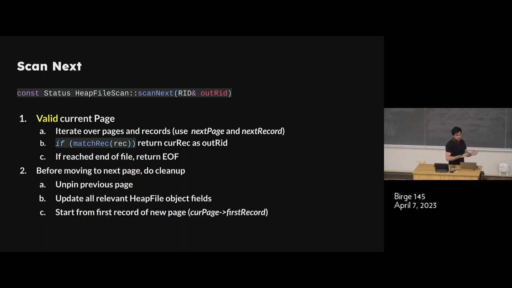So again, in this case, you'll be iterating over records and moving between pages. Every time you move to a next page, you should remember to do cleanup, which means you unpin the previous page, you update all the relevant fields in the Heapfile object, and once you load a new page into your current page and you want to scan it, start from the very first record, right? Don't skip any records.